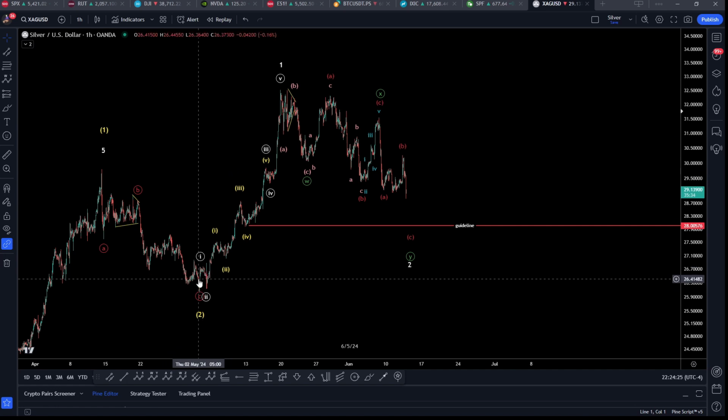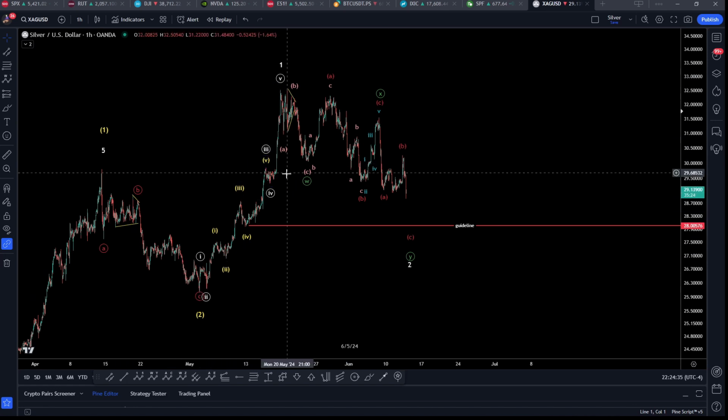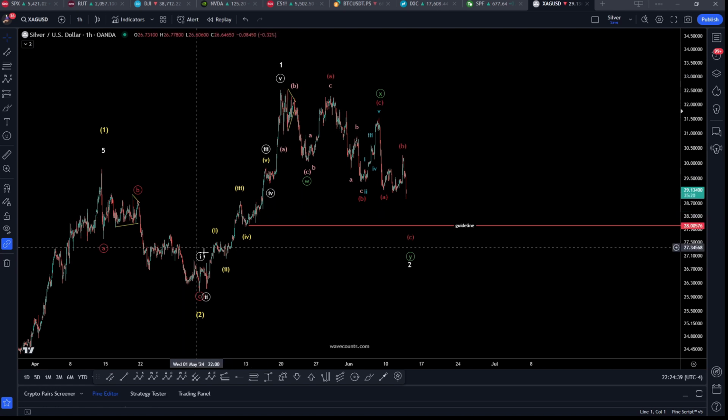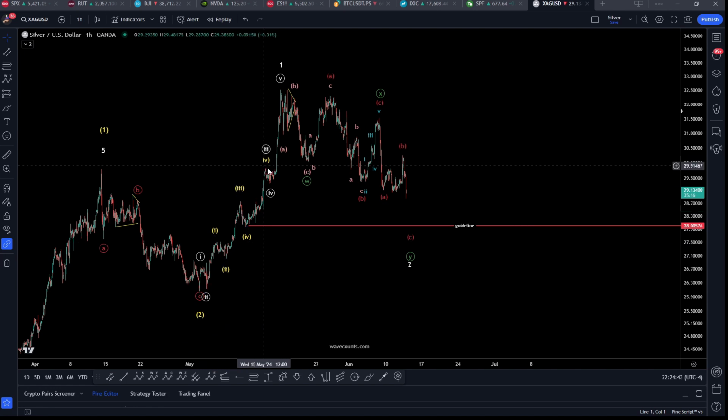We have the correct number of waves, right? We count it 1, 2, 3, 4, 5, 6, 7, 8, 9. 9 is the same as 5, right? And none of them overlap. So in theory, you could label them however you wanted, except you can't break a rule. So in this case, it made it easy on us that this third wave is extended.